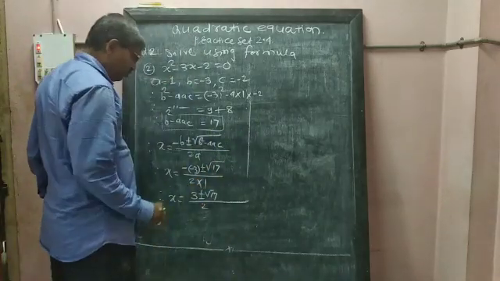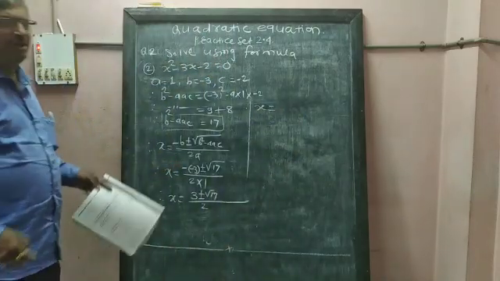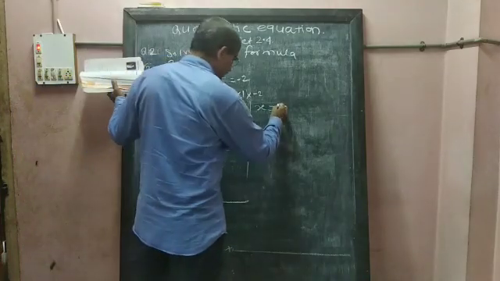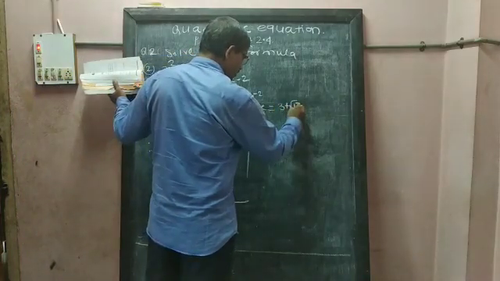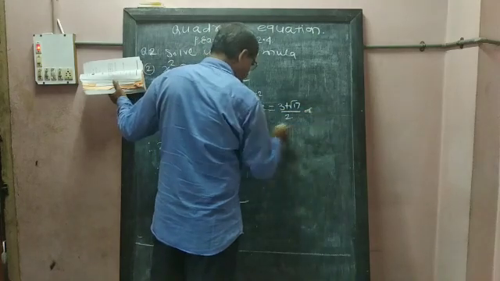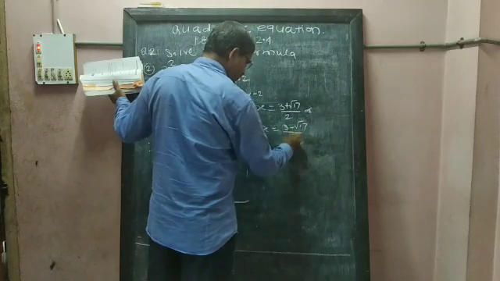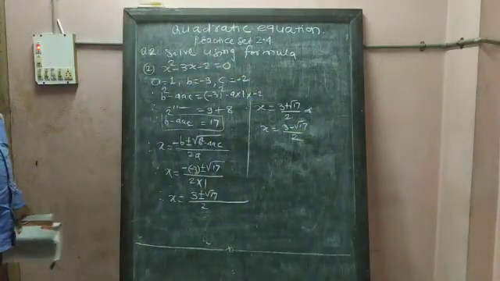So here you should write the right value, because we cannot get the value of under root 17, it remains as it is. Therefore, one of the answers is x is equal to 3 plus under root 17 upon 2, or x is equal to 3 minus under root 17 upon 2 is the answer. In this way, this second question is completed.